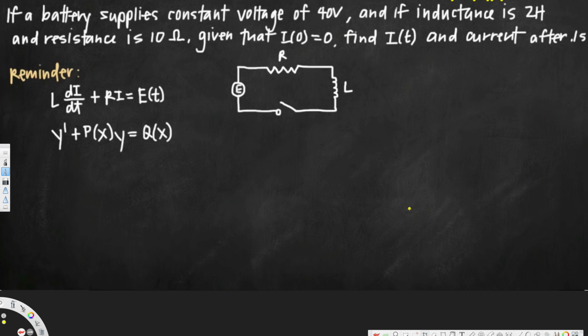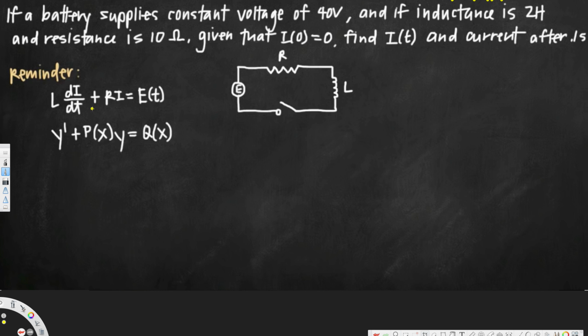Here we have a problem that is related to application of first order differential equation. Let's try to solve this one. So this question is asking: if a battery supplies constant voltage of 40 volts, and if inductance is 2 henries and resistance is 10 ohms, given that I(0) is equal to 0, find I(t) and the current after 0.1 second. Now let's go ahead and solve this one.